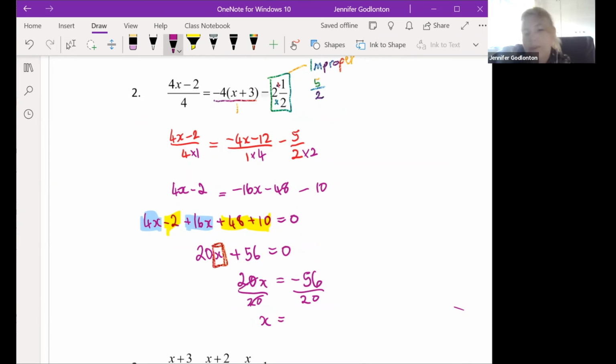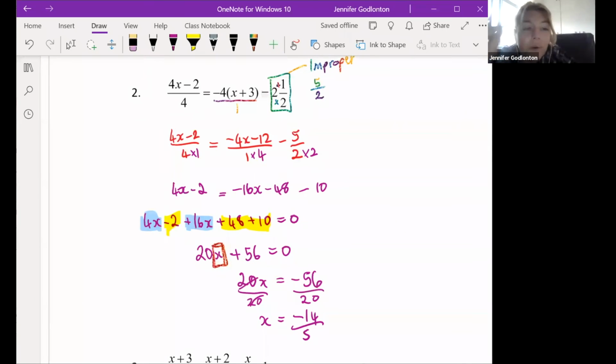Ooh, but it's giving me a wonky number. No, that's fine. It should just give you a fraction. It should give you -14/5. Yes, exactly what I got on my calculator. Perfect. So that's all we have to do.